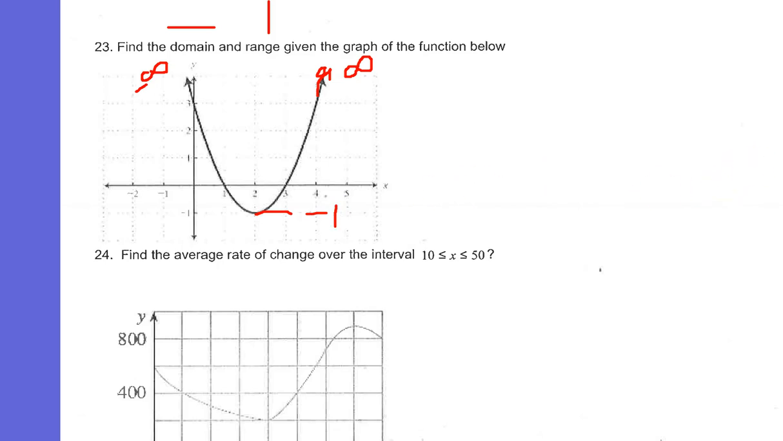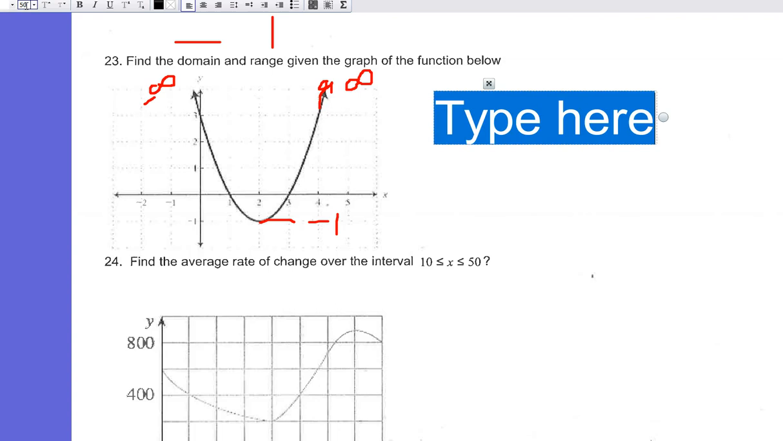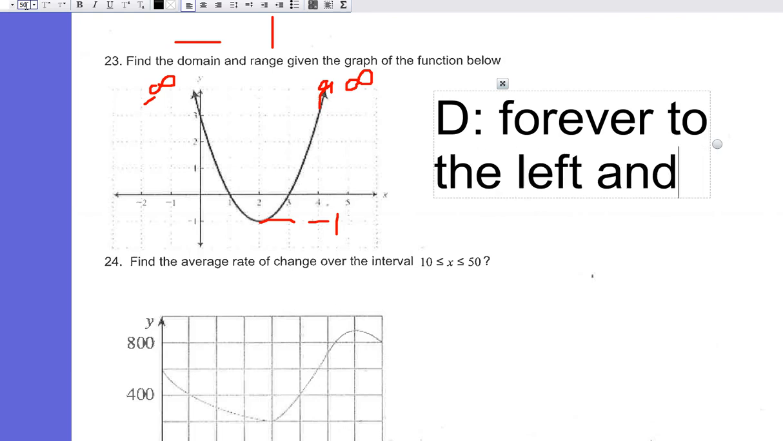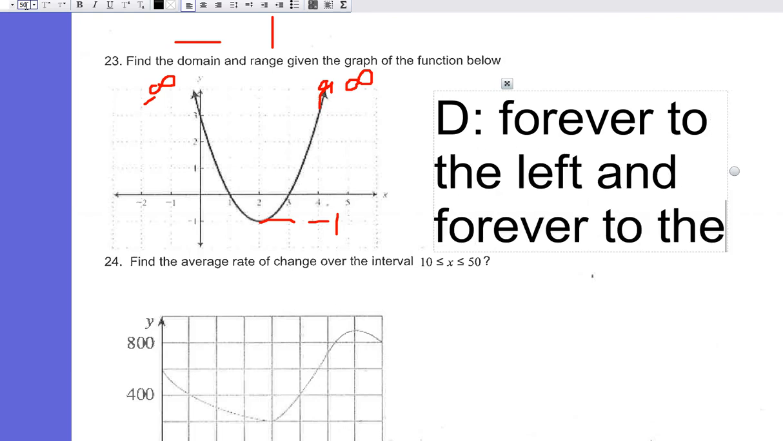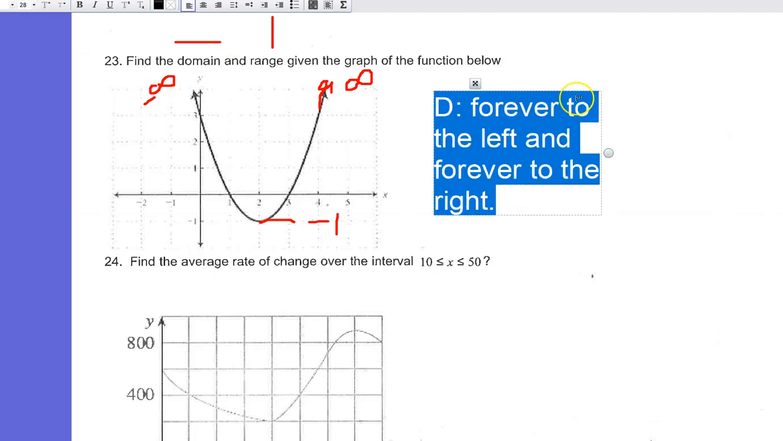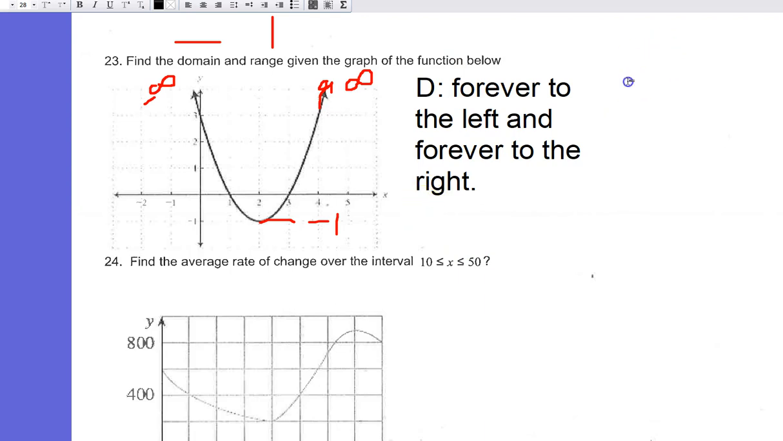Okay, so here are my symbols. The domain goes forever. The domain goes forever to the left and forever to the right. So I'll draw what the symbols look like for that. The range is up and down. The range goes forever to the top.